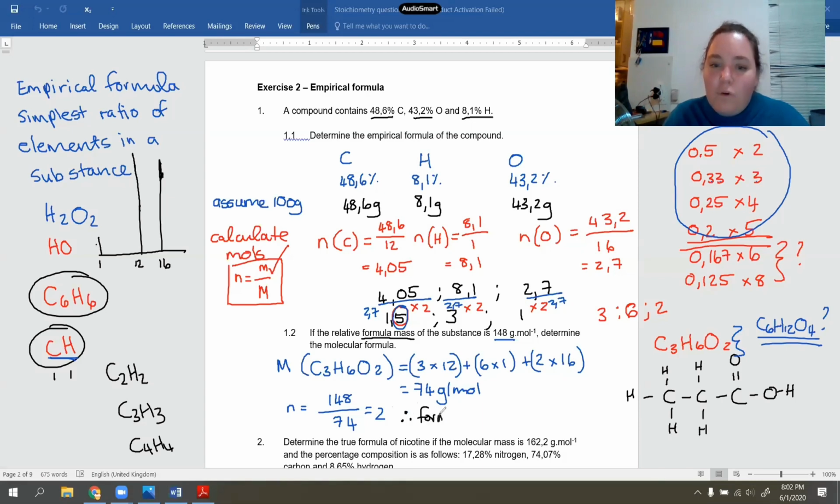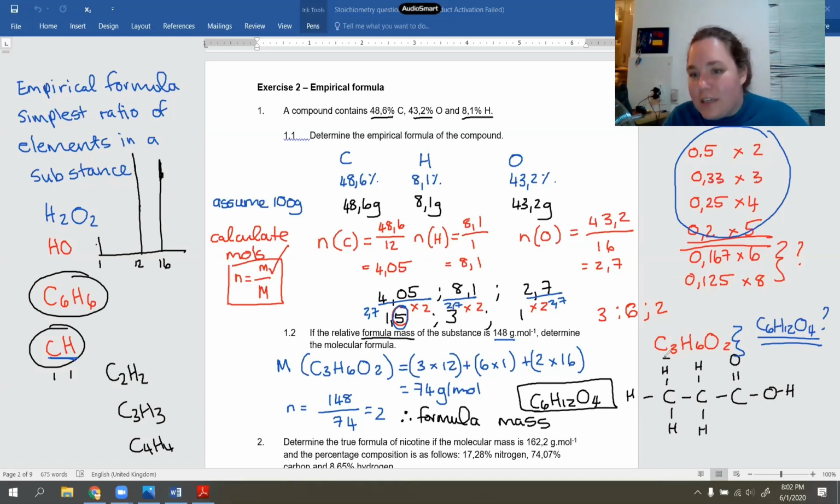So therefore, our formula mass is going to be twice as much. So instead of being C3, it becomes C6. Instead of being H6, it becomes H12. And instead of O2, it becomes O4. So you can always go and check. If they'd said that the relative formula mass is 74, then I'd have said, cool, fantastic, that's it. But since it's a whole multiple, twice as much, that tells me that I've got 2 packages.